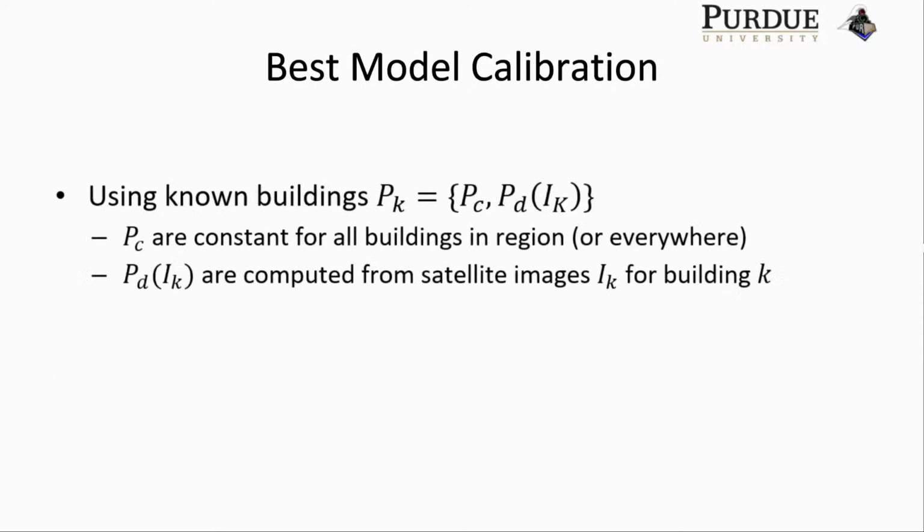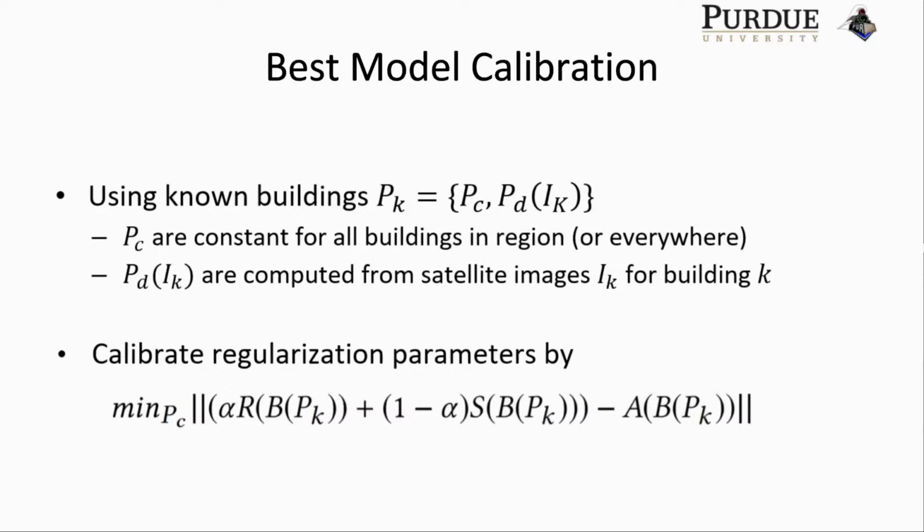The regularization is calibrated using a small set of buildings with known ground truth. This is done by finding the parameters that minimize the difference between our balanced objective and the ground truth evaluation. These parameters can then be used at runtime to produce crisp procedural models despite the noisy and incomplete satellite image inputs.